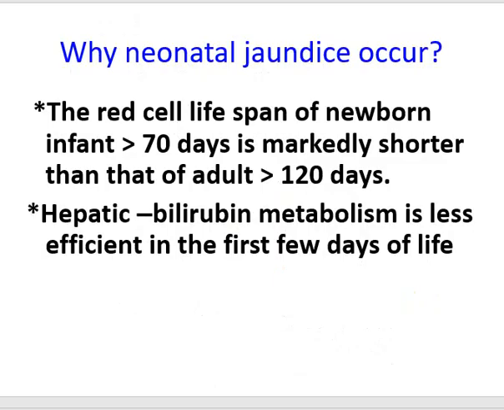So after knowledge of this bilirubin metabolism, we can know why neonatal jaundice occurs. The red cell lifespan of a newborn is around 70 days. It is shorter than that of an adult, which is 120 days. So hemolysis occurs quickly. In addition to that, the hepatic bilirubin metabolism is less efficient. So the conjugation in the liver is immature in the first few days of life.